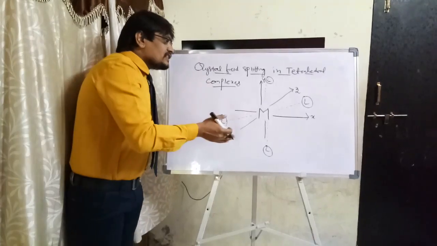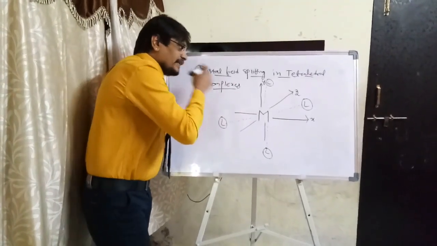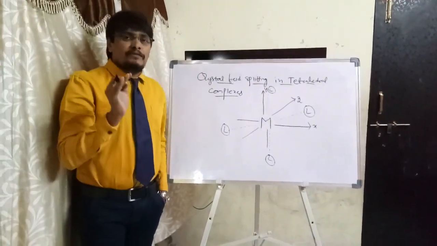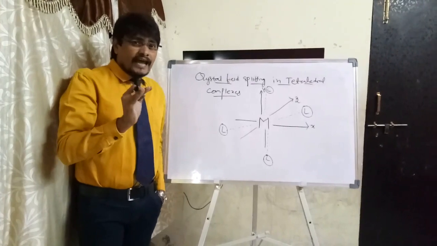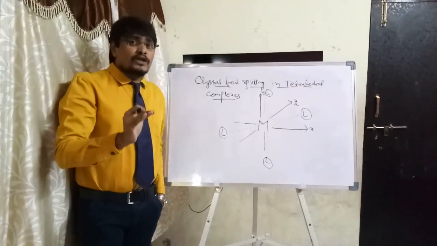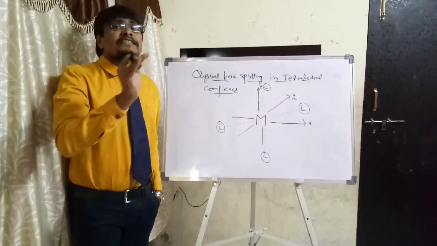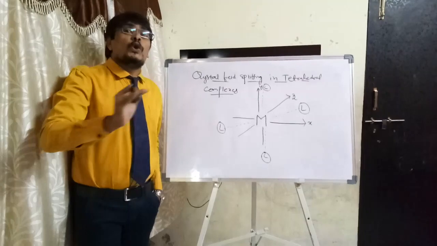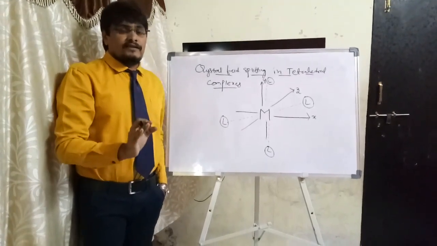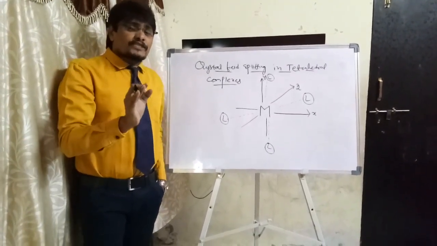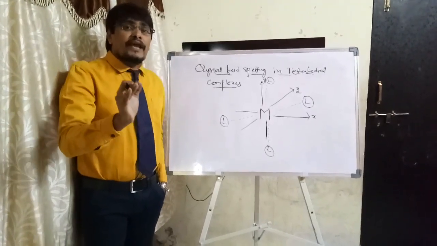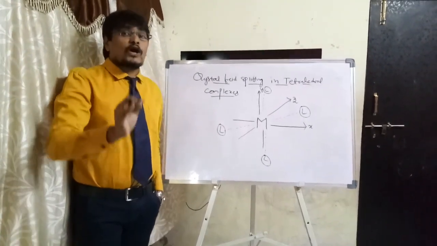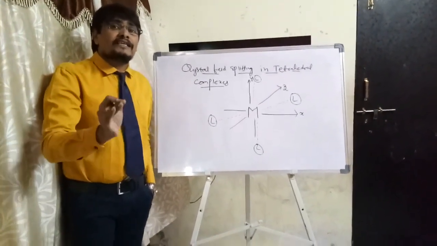Now, since the ligands are placed in between the x and y axis, definitely there will be repulsions between the electrons on the ligand and the d orbitals whose lobes are placed in between the x and y axis. The lobes are placed in between the x and y axis means the electrons are placed in between the axis, that is, the concentration of the electrons in between the axis is more.